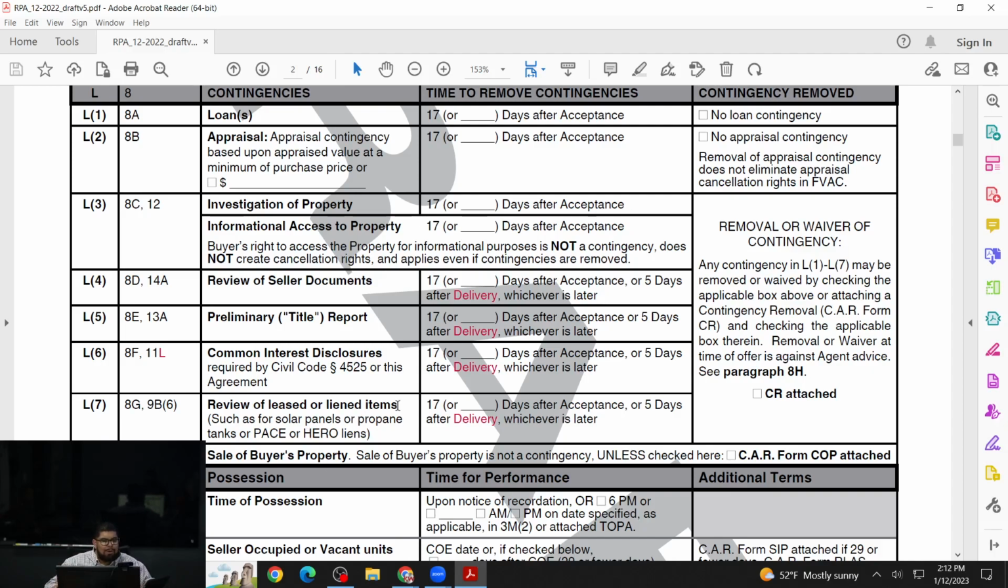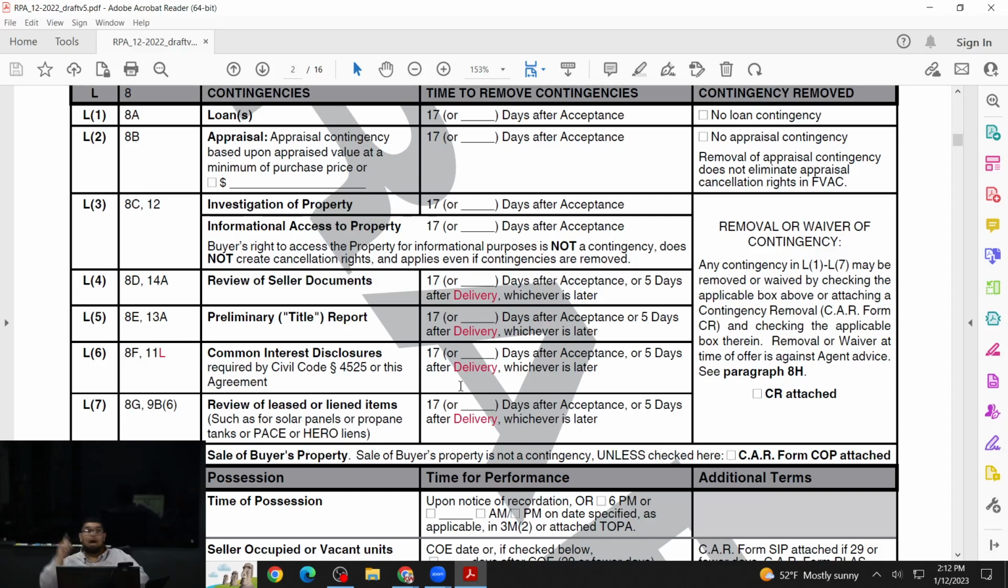Review of leased or liened items. Solar. We now have a solar disclosure. We're going to go over it. What other things can be liened on a property? Right now, I'm dealing with a roof. A roof being liened? Well, that's a lien on the property because they paid for a roof. So it's a mechanic's lien. And these are leased items.